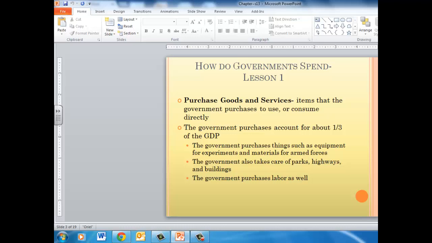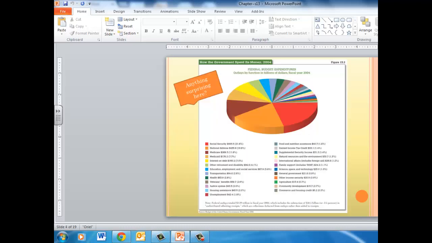Well, the government is a big purchaser of goods and services. Not only do they purchase labor from people that work for the government, but they also purchase a lot of consumables, and they account for about 1/3 of our GDP. They purchase things such as equipment, materials for our national defense. They also take care of our parks, highways, and buildings, so they purchase items for that. They purchase labor and upkeep.